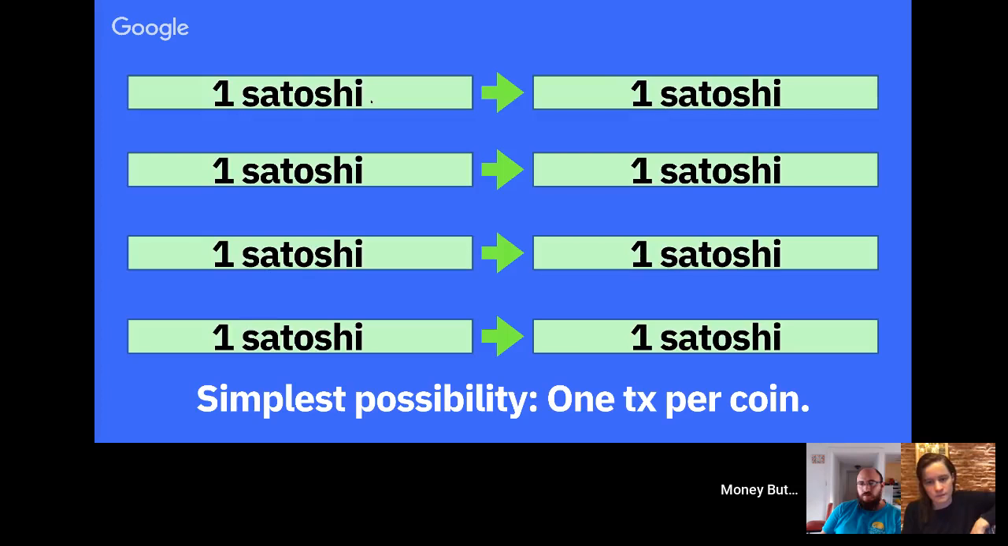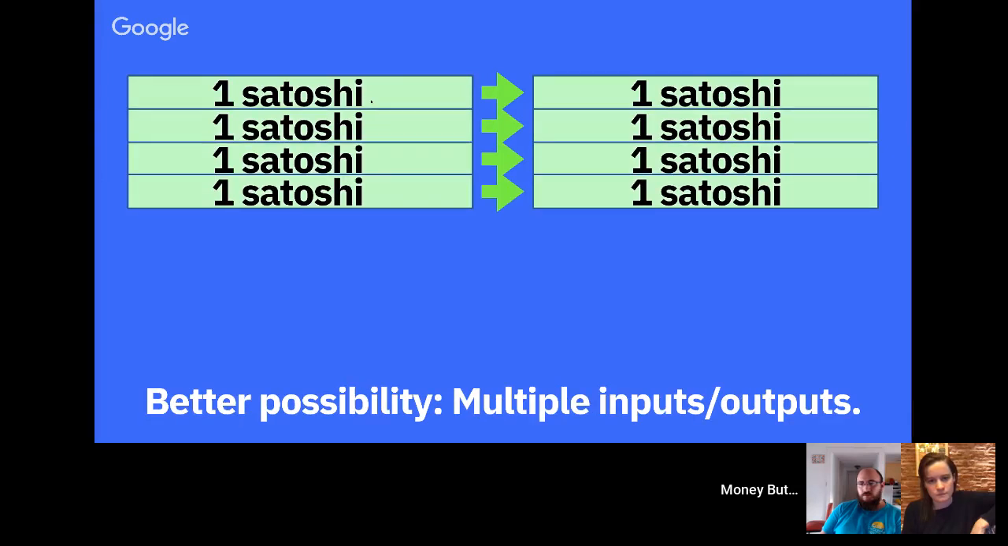You'd have to send 4 different transactions if you sent 1 coin at a time. But of course, it would be convenient if instead of sending one at a time, we could merge them so that you can send multiple different coins in the same transaction so that you don't have to sign so many things all the time.